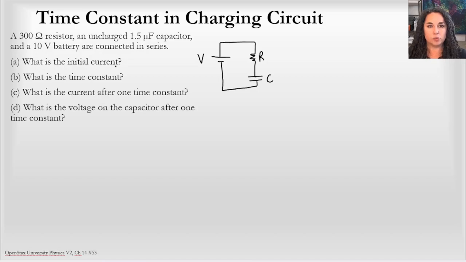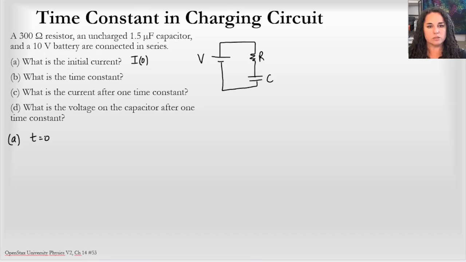Part A asks, what is the initial current? At t equals 0, what is I of 0? And I know you might want to try to find an equation that's time dependent where you plug in t equals 0 to do this. But what I'm going to do is redraw the circuit here, and ask myself, what's the capacitor doing at t equals 0?